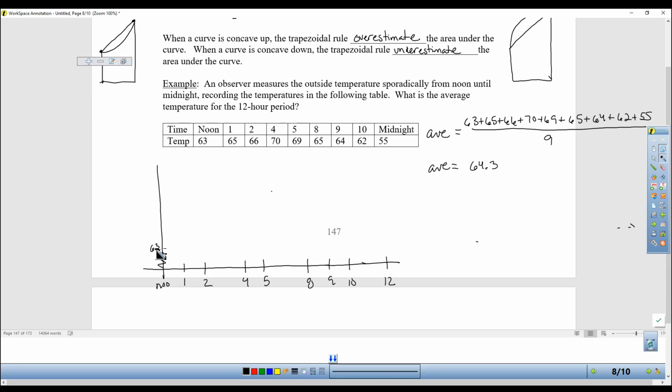So 63, 65. We've talked about this before. You don't really need to have an exact number. You're just trying to get a sense of where it's going. 70, 69, 65, 64, 62. Oops, I missed that. We do have to go all the way down to 55. Okay, so I'm going to make my trapezoids.